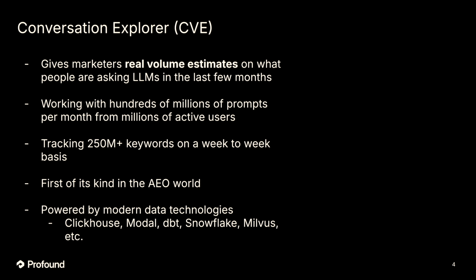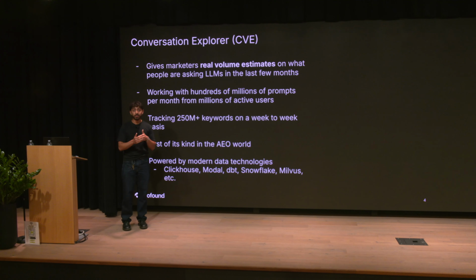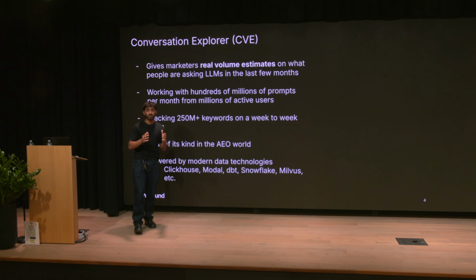So this is pretty insane. We're working with hundreds of millions of prompts per month from across 1 million active users. As a result, we're able to track around 250 million keywords on a week-to-week basis. This is really important because this is one of the first of its kind in the AEO world, that's answer engine optimization.